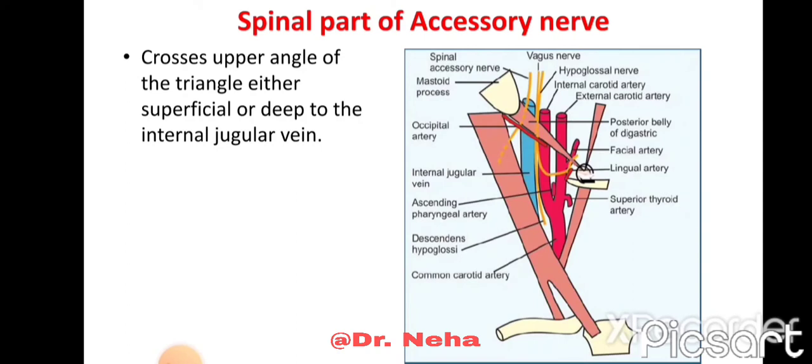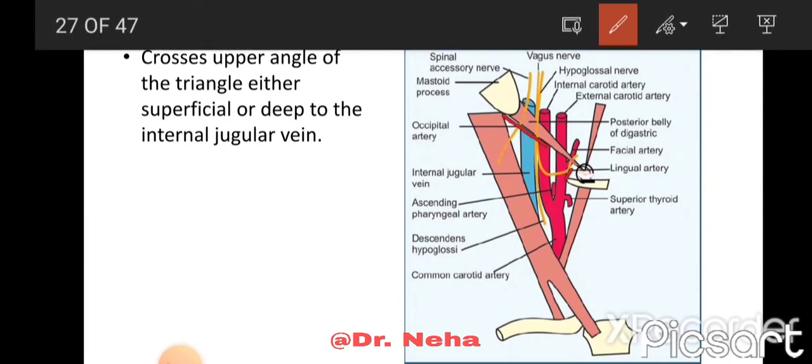Then we have another content. This is the spinal part of the accessory nerve. The spinal part of the accessory nerve passes through the upper angle of the triangle, either superficial or deep to the internal jugular vein. In the diagram we can see this is the spinal accessory nerve.